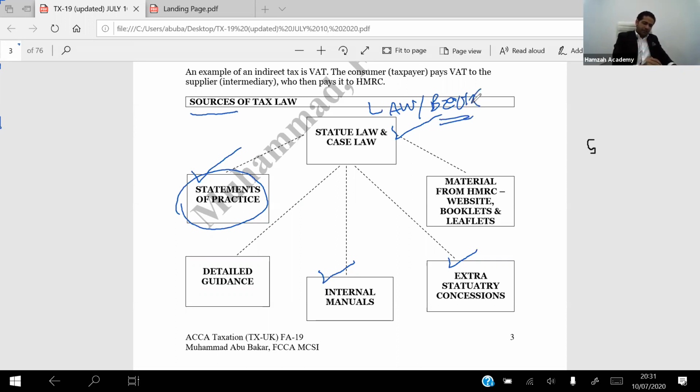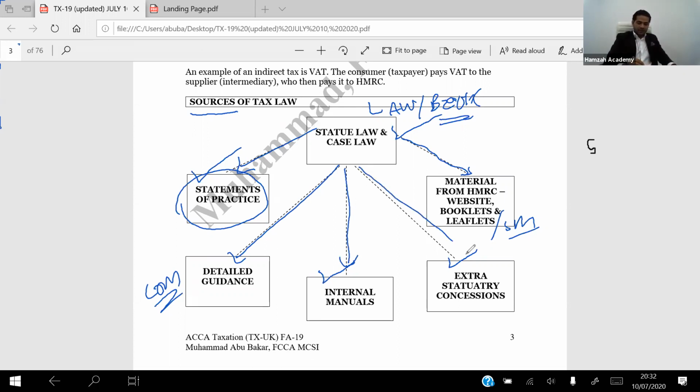And then you have practices: all the cases being heard in the courts, in appellate tribunals, everywhere. Materials being provided by HMRC on the website, booklets, leaflets. I should be calling it social media also; these are very effective and very normal these days. Detailed guidance is the commentary provided to understand the law, and internal manuals are for people working for HMRC. Extraordinary or extra statutory concessions are those decided when there was no directly applicable law available.